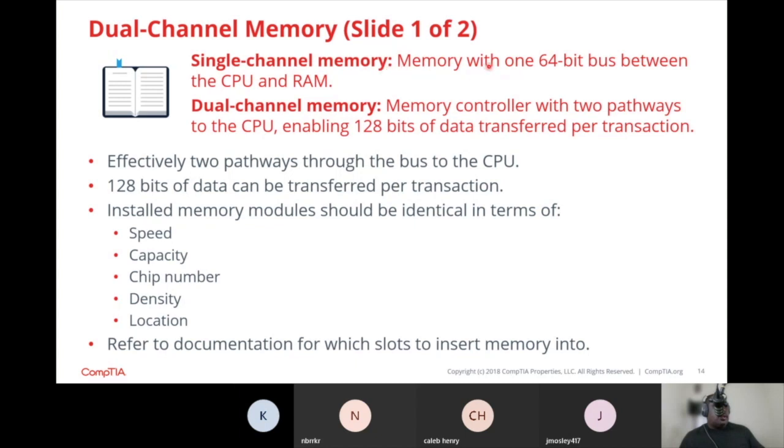Single channel memory is one memory with one 64-bit bus between the CPU and the RAM. The dual channel memory has two pathways to the CPU, enabling 128 bits of data transfer per second per transaction. To be effective in two pathways, installed memory modules should be identical in terms of speed, capacity, chip number, density, and location.